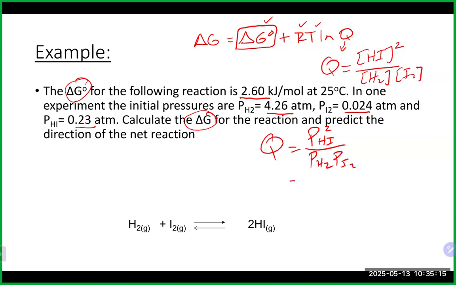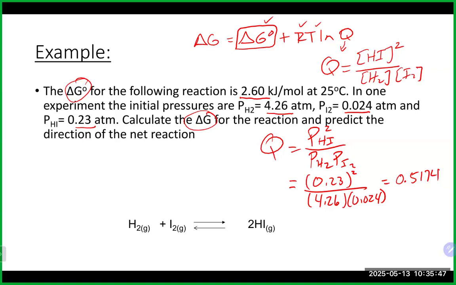So putting our Q in there, we've got the H I is 0.23. We're going to square it and divide it by 4.26 and 0.024. That's going to get us a Q of, looks like, 0.517. I'll call it 0.517. Now that we have that, we pretty much have everything we need.